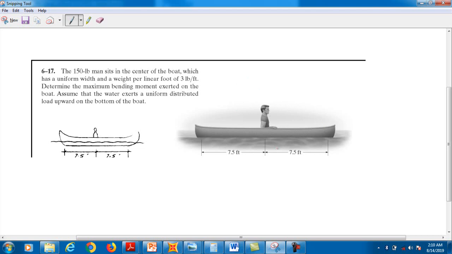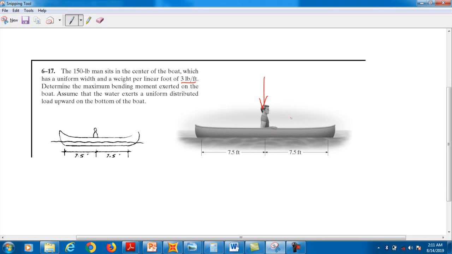The question is about a man standing on the center of a boat, and the boat's weight is given as 3 pound per feet. You see that the man and the boat are in equilibrium. You need to draw the bending moment and shear force diagram for this boat.